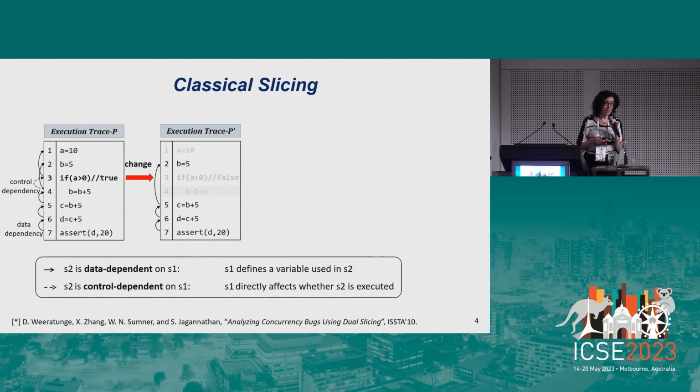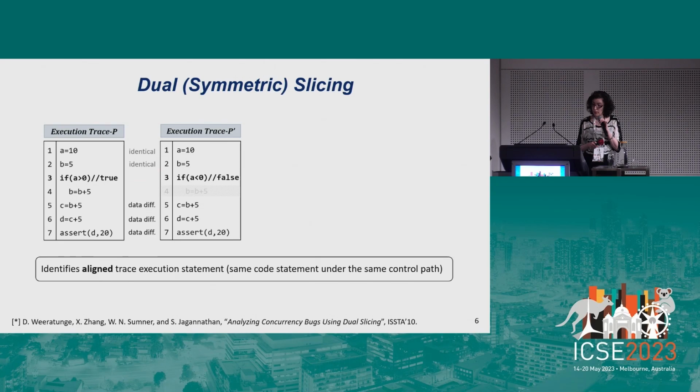So to deal with that, there is an approach that was proposed in ICSE 2010, which is called dual slicing. Dual slicing is a dynamic slicing-based approach that tries to synchronize two slices to make it easier for the developer to reason about these failures. So how does dual slicing work?